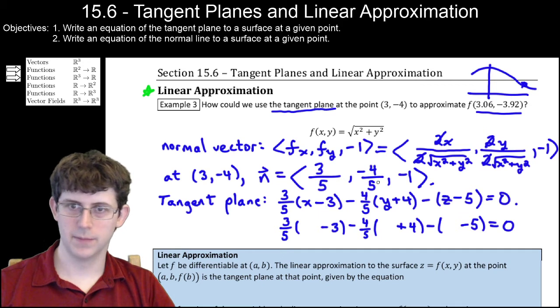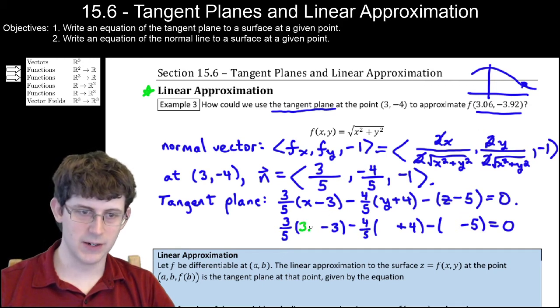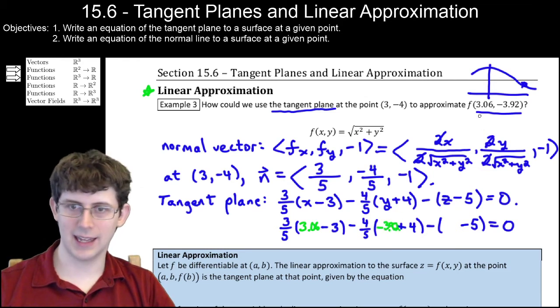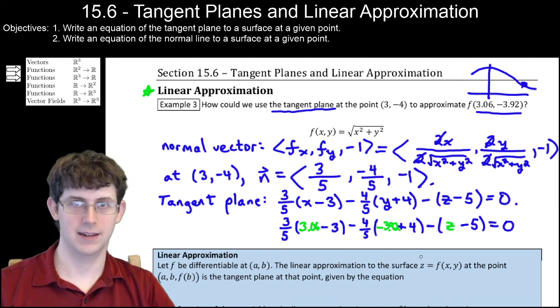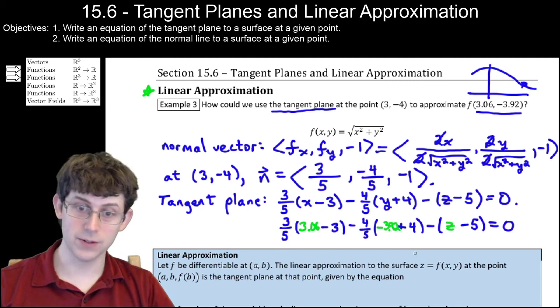So my x that I actually care about is 3.06. My y that I care about is minus 3.92. But I don't want to plug x and y into this crazy function. I'll just use this linear approximation instead to find z. It's not exactly true, but it's approximately true.